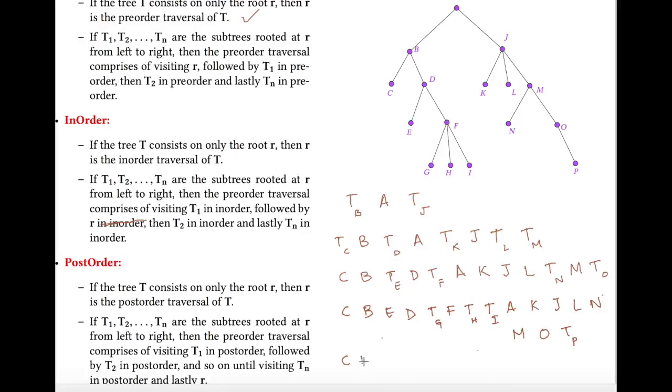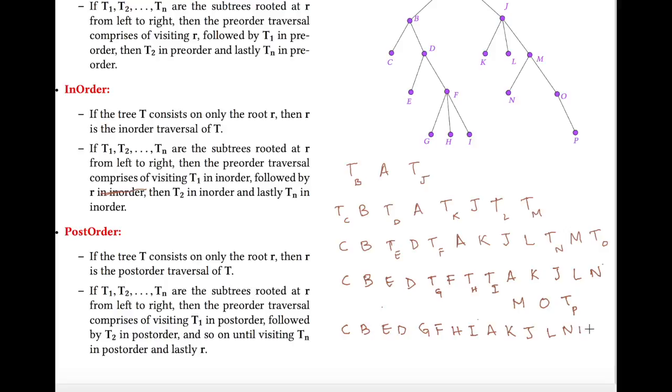So we have C, B, E, D, G, F, H, I, A, K, J, L, N, M, O, and P. So this is my in-order traversal.